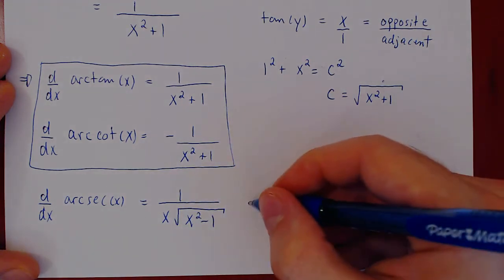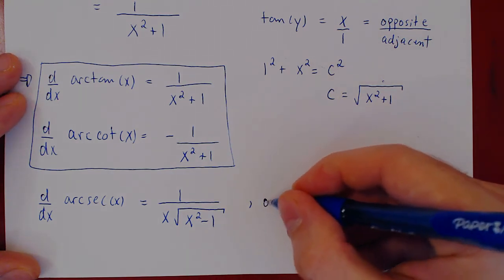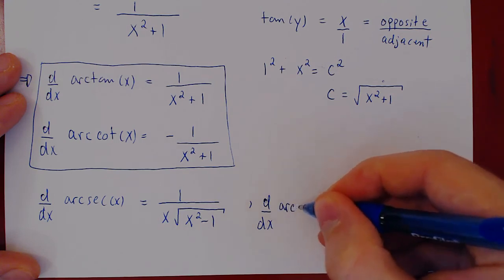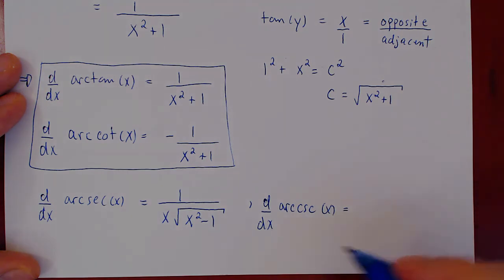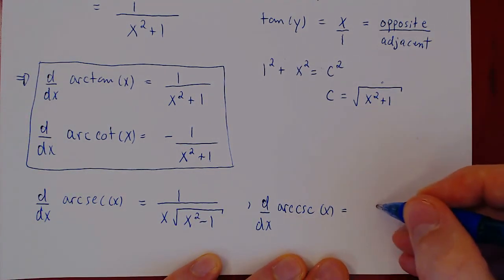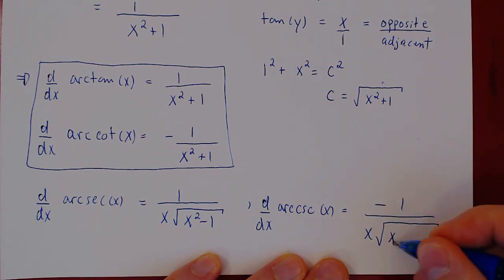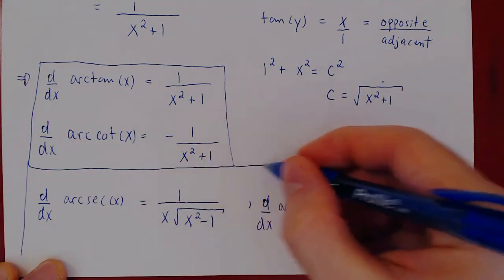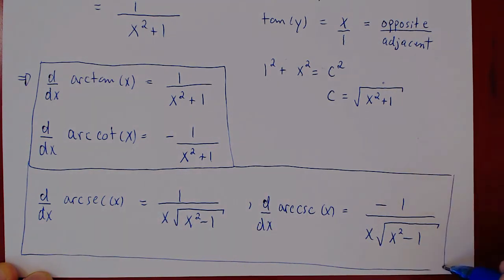And again, interestingly enough, the derivative of arccosecant, the inverse trig function of cosecant, so arccsc of x, happens to be once again the negative of the derivative for arcsecant. So it's negative 1 over x times the root of x squared minus 1. And that's it. Now with this, you have the derivative for the 6 fundamental inverse trigonometric functions.